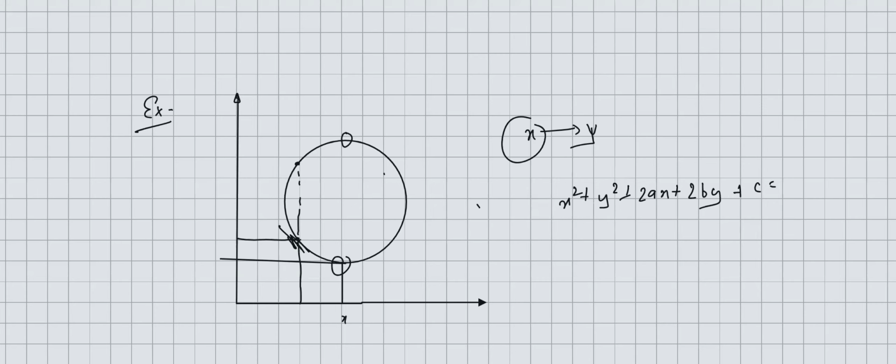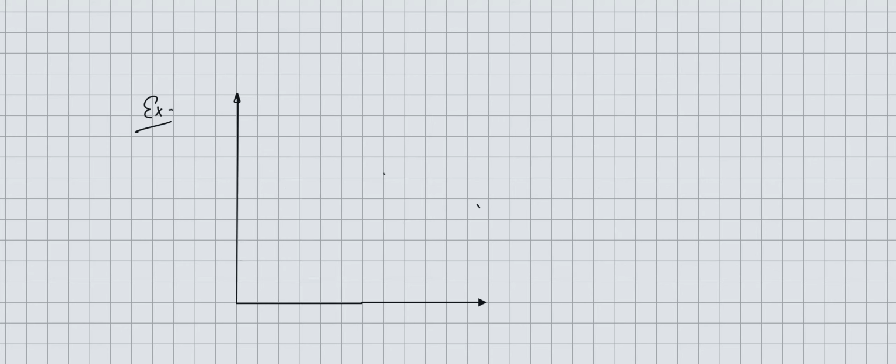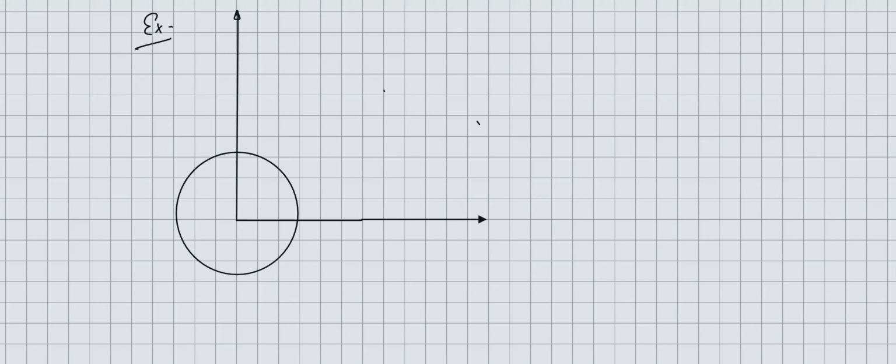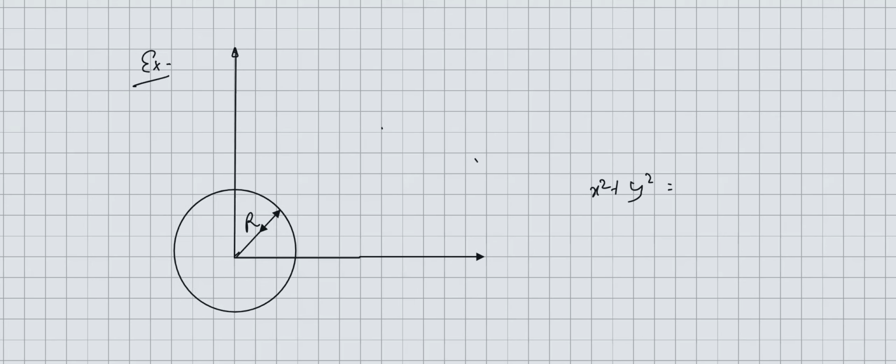Now I will simplify this equation to just a single parameter equation, and this only happens when your circle is formed at the center. So this is the point. If your circle is formed at the center, the equation becomes x square plus y square equals whatever the radius is. So if I say this is the radius of the circle, you can write it as r.